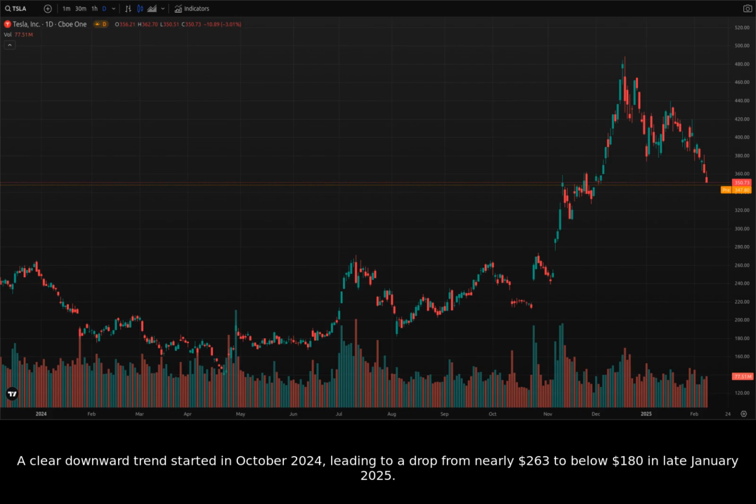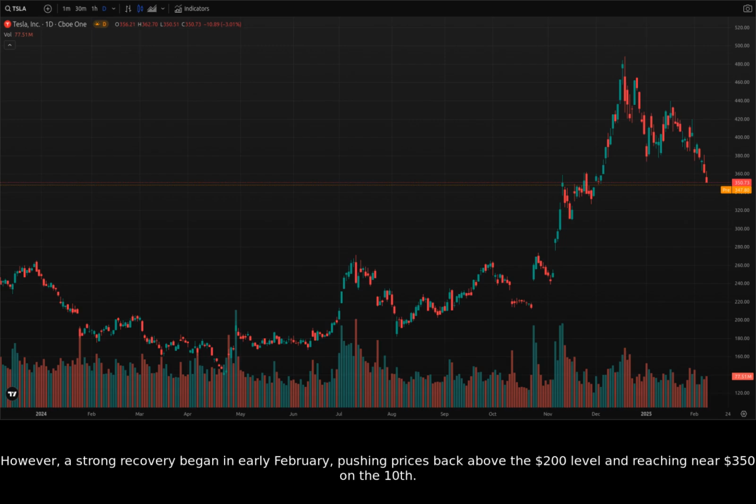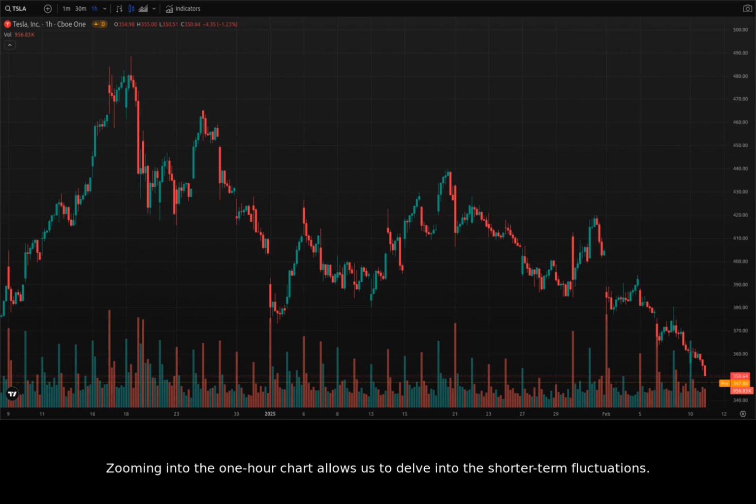A clear downward trend started in October 2024, leading to a drop from nearly $263 to below $180 in late January 2025. However, a strong recovery began in early February, pushing prices back above the $200 level and reaching near $350 on the 10th. Zooming into the 1-hour chart allows us to delve into the shorter-term fluctuations.